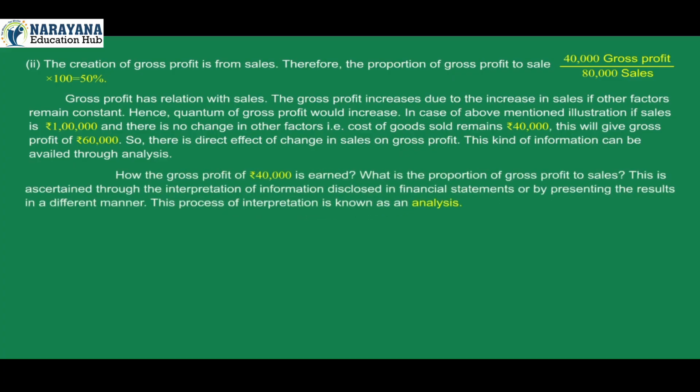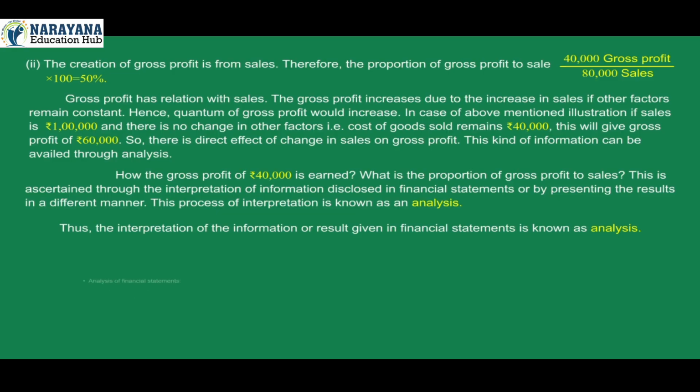How is the gross profit of Rs 40,000 earned? What is the proportion of gross profit to sales? This is ascertainable through the interpretation of information disclosed in financial statements or by presenting the results in a different manner. This process of interpretation is known as analysis. Thus, the interpretation of the information or results given in financial statements is known as analysis.